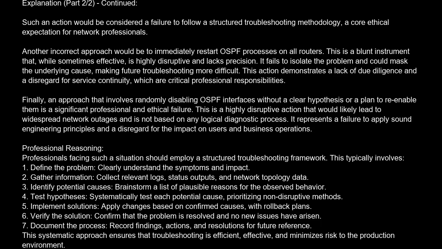5. Implement solutions. Apply changes based on confirmed causes with rollback plans. 6. Verify the solution. Confirm that the problem is resolved and no new issues have arisen. 7. Document the process, record findings, actions, and resolutions for future reference. This systematic approach ensures that troubleshooting is efficient, effective, and minimizes risk to the production environment.